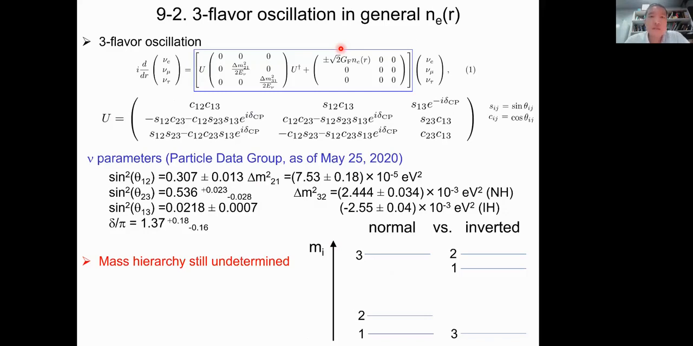Finally, let's see the case of three-flavor oscillation for a general density profile of electrons. That case is shown by these equations. Here, delta m squared 2-1 and delta m squared 3-1 are mass squared differences. And U is a matrix given by this expression. And from various experiments, neutrino parameters have been measured as shown here.